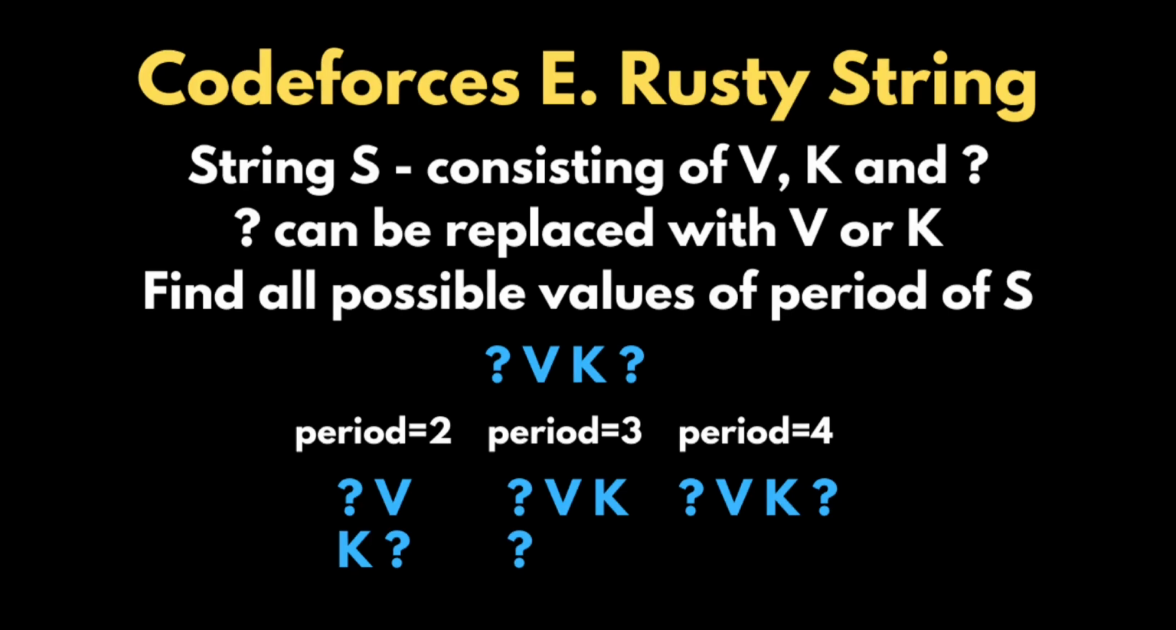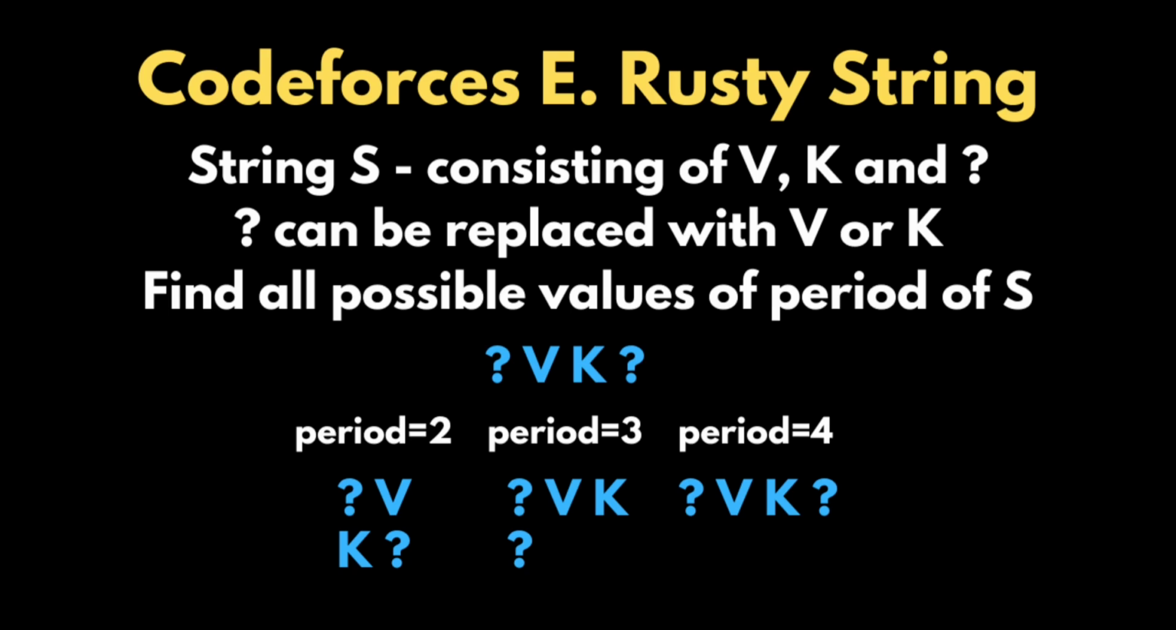The next problem is from Codeforces named Rusty String. You are given a string s consisting only of v, k and question mark characters, and a question mark can be replaced with v or k. We need to find all possible values of the period of s.